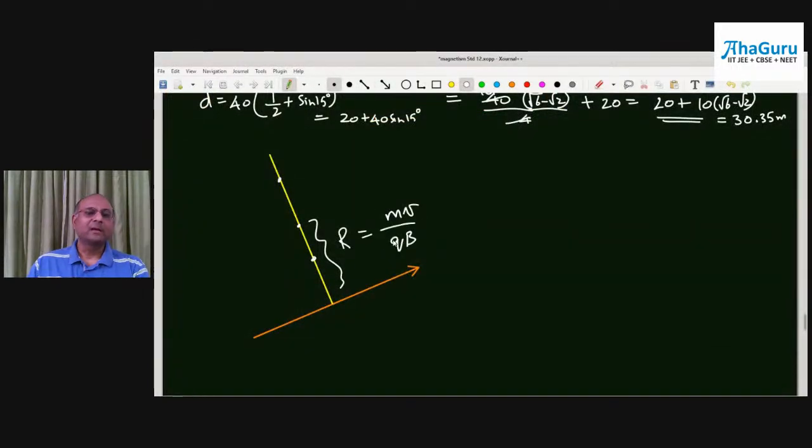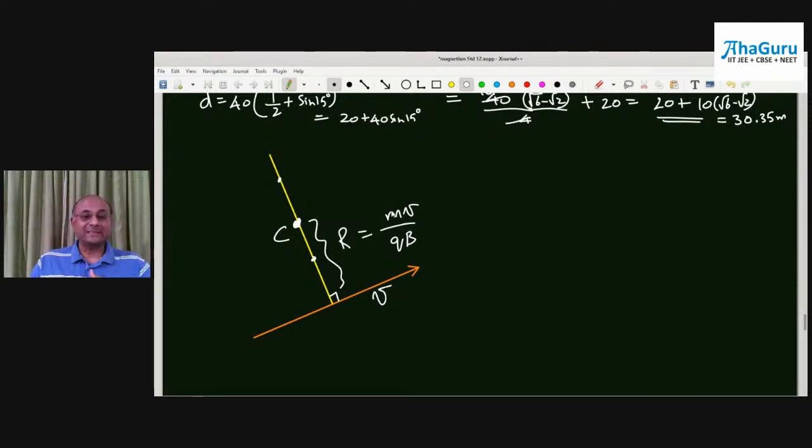mv by qB. So if this is the velocity, the center must be at a point which is at a distance r, but it must also lie on the perpendicular to this velocity. But perpendicular doesn't tell you whether it is this close or that far away. So where exactly is the center? At a radius away, right? At a distance r away, where r is known because it's mv by qB. They are combining these two pieces of information. But you always know that velocity is perpendicular to the radius, because it's circular motion. So always draw the perpendicular.